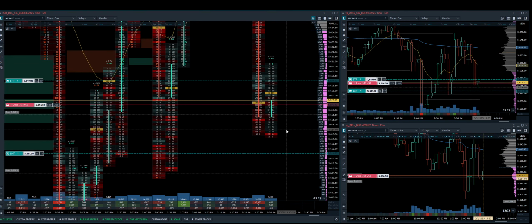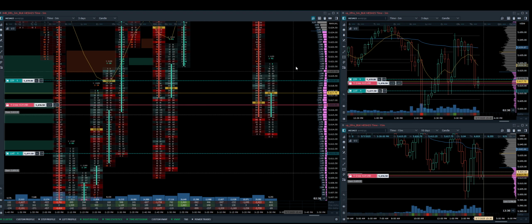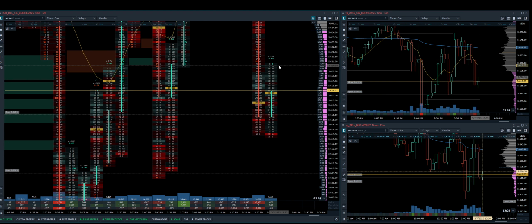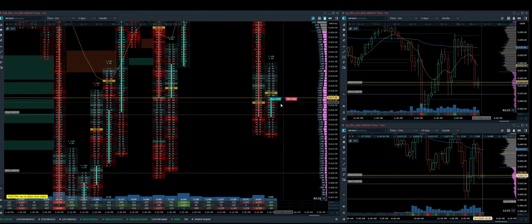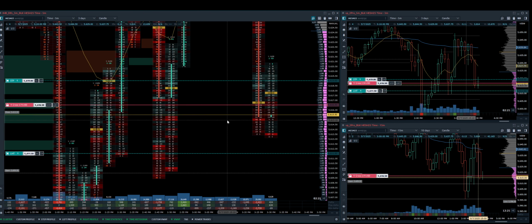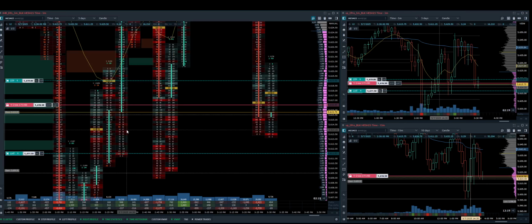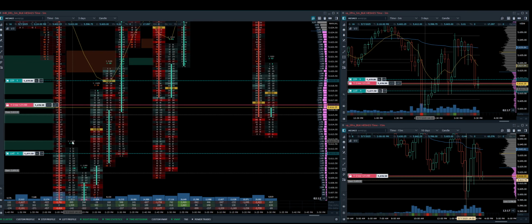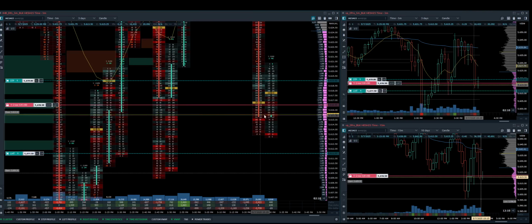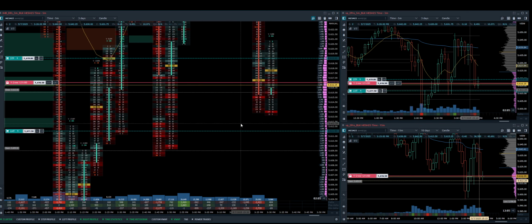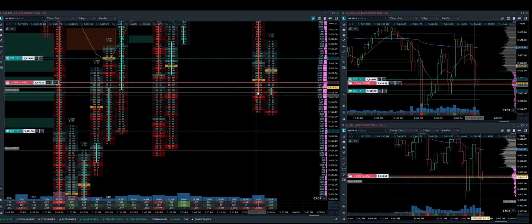See if it works out this time. Nope. Lost it again. Take that same trade. A lot of trading up in here. Got the same conviction.